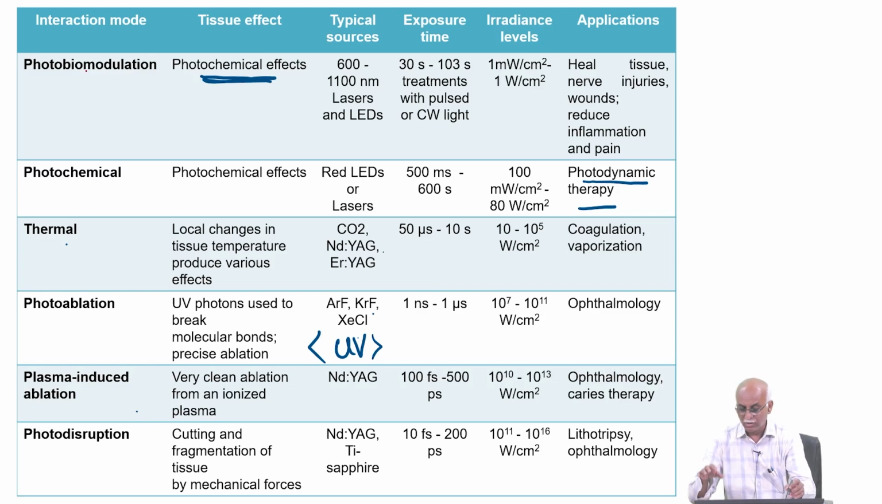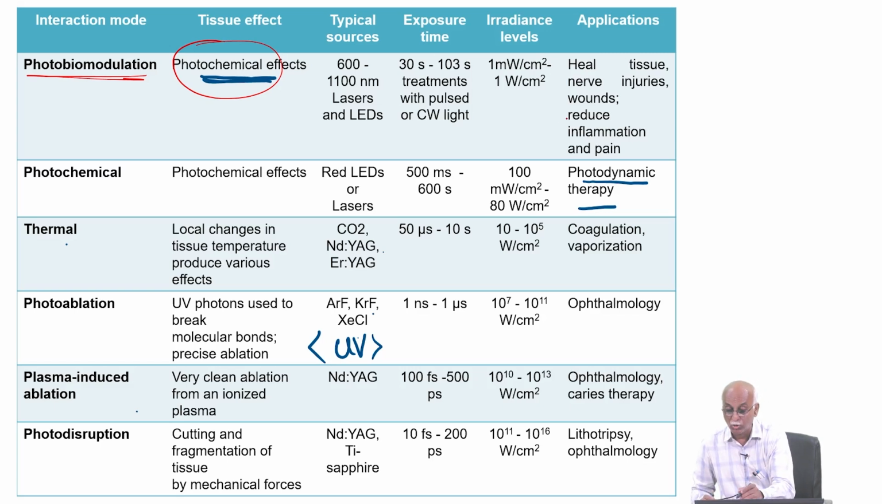Next class we will go into some of these processes, but photobiomodulation is a photochemical effect. There is not much thermal effect. It only allows excitation of the tissue structure to reduce inflammation and help healing. So, it is useful during injury when tissue structure has to be healed. A 600 nanometer to 1100 nanometer light source or LED is used just to heal the surface. Power requirement is a few hundred milliwatts per centimeter square, not very high.